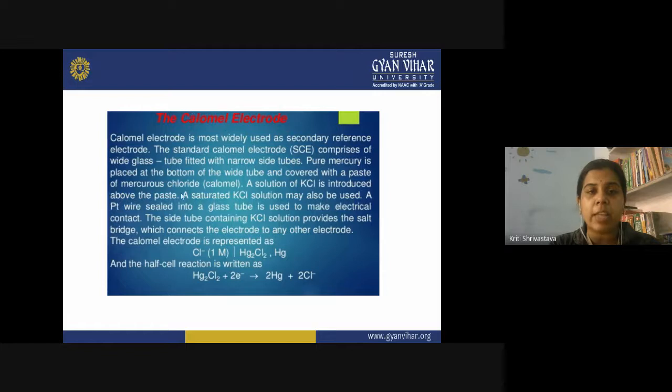What is calomel? Calomel is mercurous chloride, that is Hg2Cl2. So after placing a layer of mercury inside the narrow glass tube, we put inside a layer of calomel, a paste of calomel, that is mercurous chloride. And then a solution of KCl is introduced above the paste. For this purpose, you are using the saturated KCl solution.